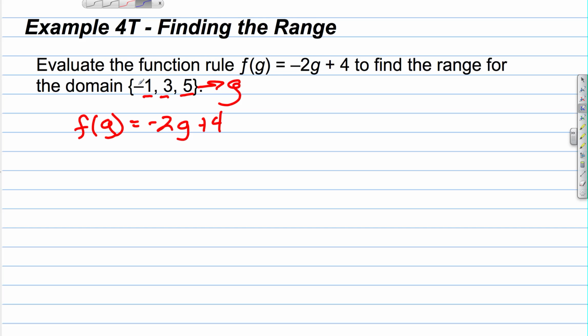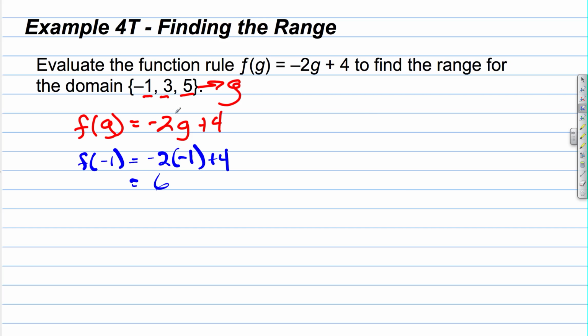We have to put negative 1 in for g, and I'll do that right here. And you know I'm putting negative 1 in for g because I replaced the g here with negative 1. And then negative 2 times, I replace g with negative 1, or I use the substitution property. And then I add 4. Here, you can either go for your calculator or you can do some math. Negative 2 times negative 1 is 2, and 2 plus 4 is 6. So when I put in negative 1, I get out 6.